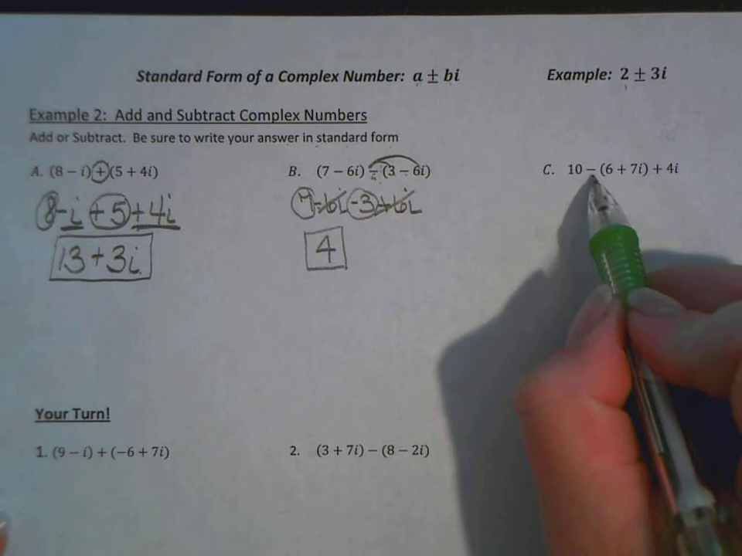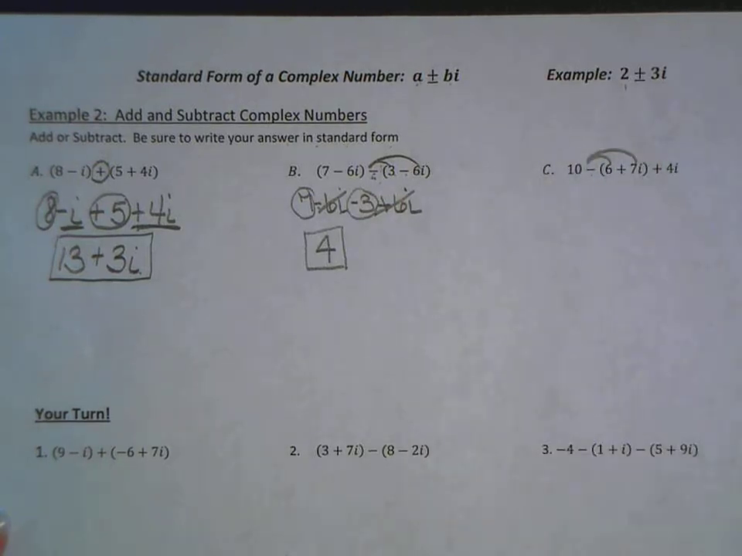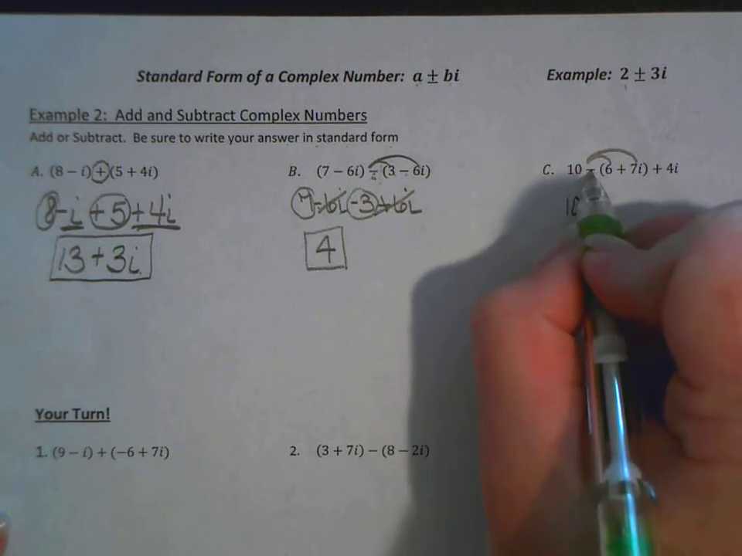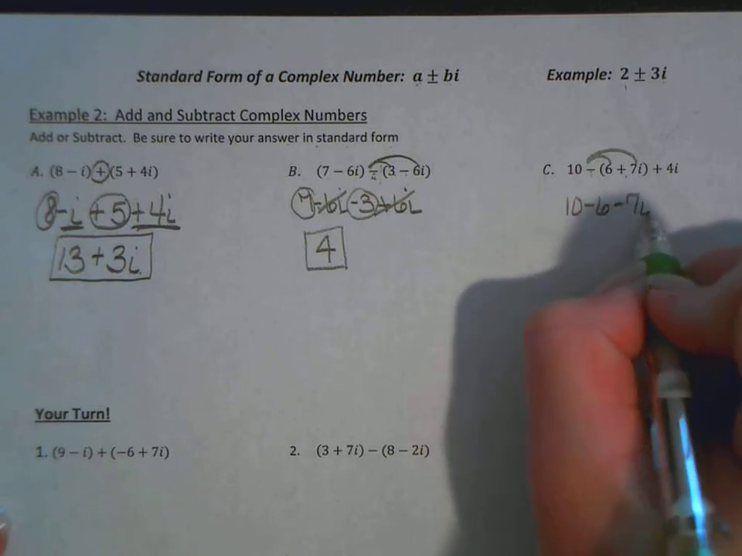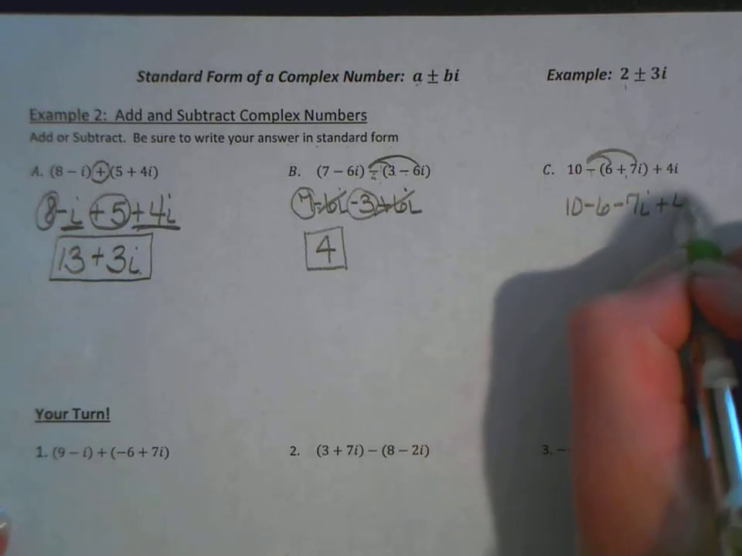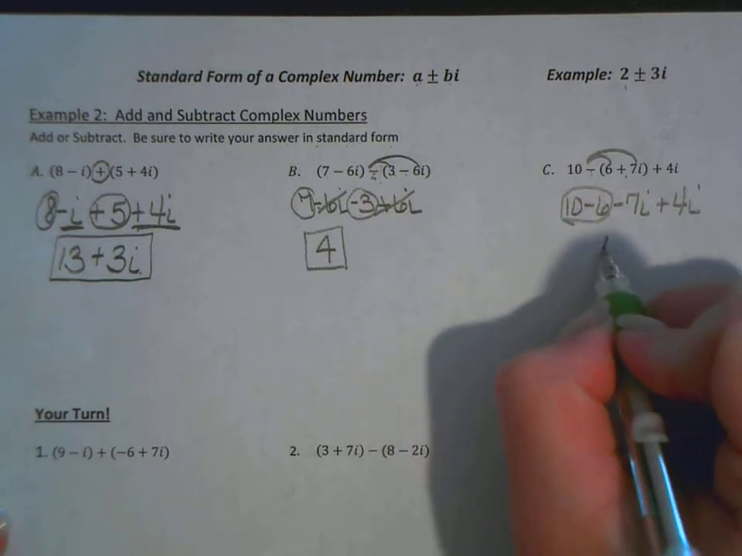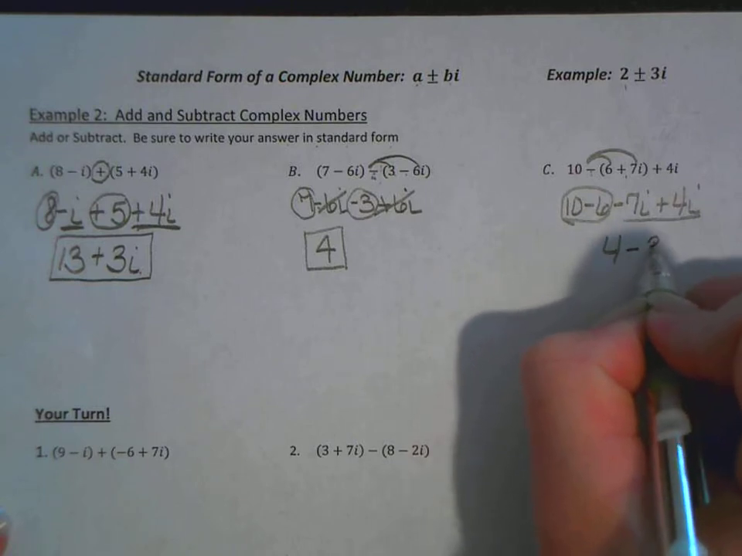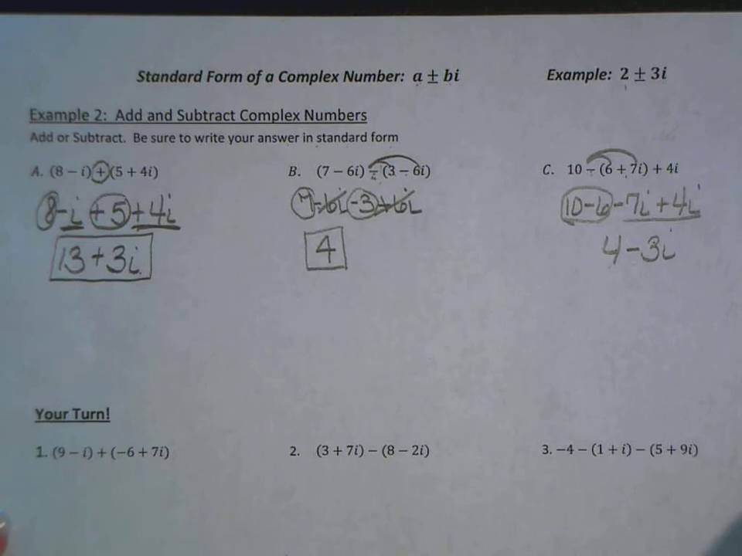And then with this one, same situation, you have a negative right there, so make sure when you do it, you distribute it through. So you have 10 minus 6, and then negative times a positive 7i is negative 7i plus 4i. Combine like terms. Here's this group, so that's going to give you 4, and then here's this group, and that's going to give you negative 3i.